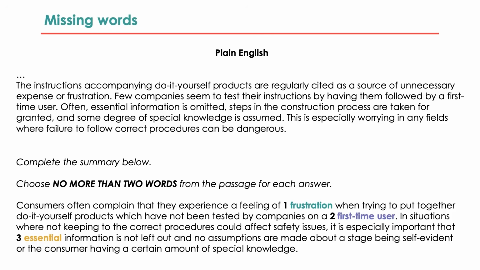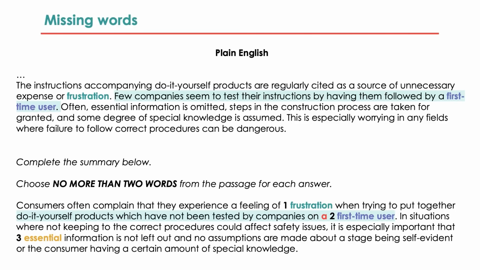Let's have a look at each of them. Question number 1. In the passage, DIY products are a source of expense and frustration. But the question asks for what feeling consumers have. An expense is not a feeling, which means the answer is frustration. Number 2. Actually, these 2 sentences in the text and in the summary are pretty similar. The paraphrasing is very light, and the answer is first-time user.